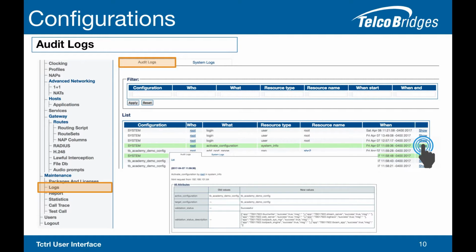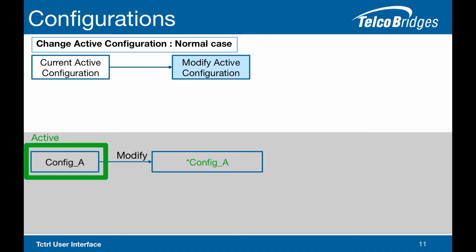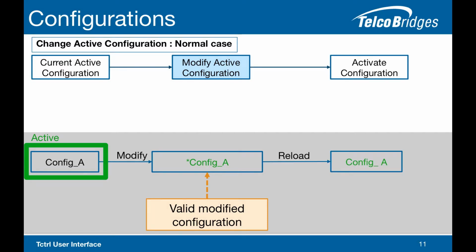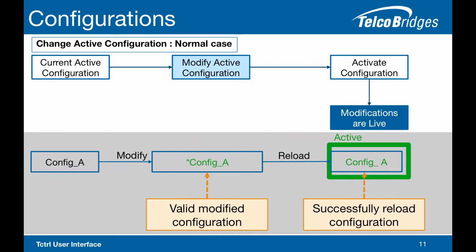In this example, TB Academy Demo Config was reactivated since the active configuration name before and after the Activate configuration action were the same. The last example from the audit logs shows that it was possible to reactivate the active configuration. Let's start with the normal scenario where you modified the active configuration and at some point reactivate it. When you reactivate the configuration, the system reloads its settings and the modifications become live.